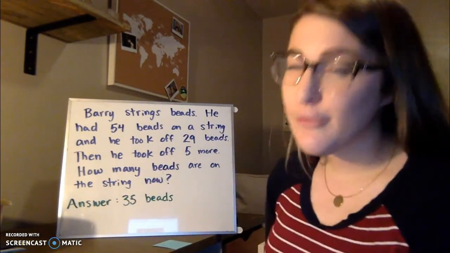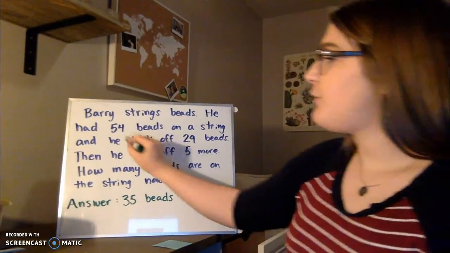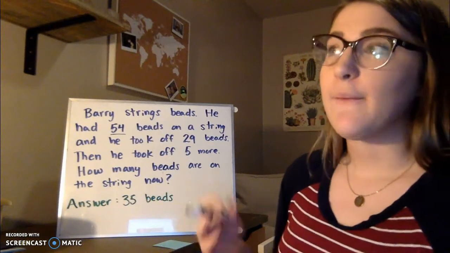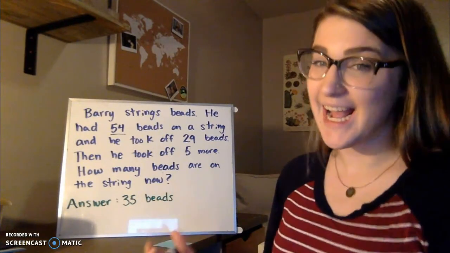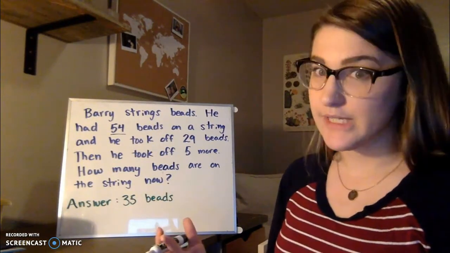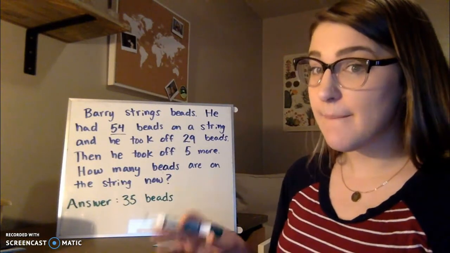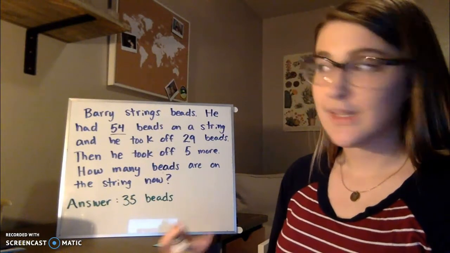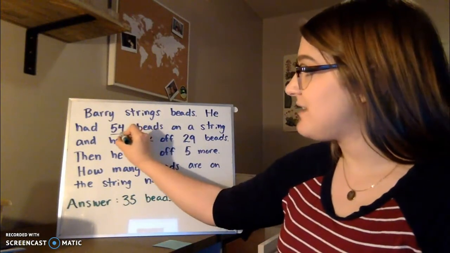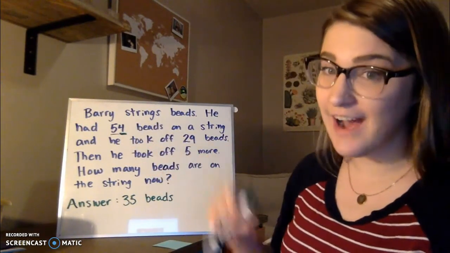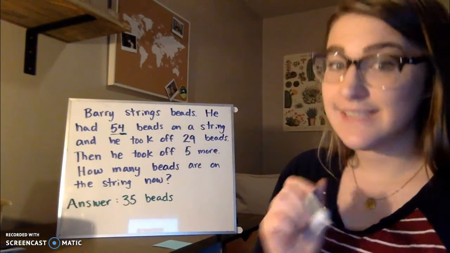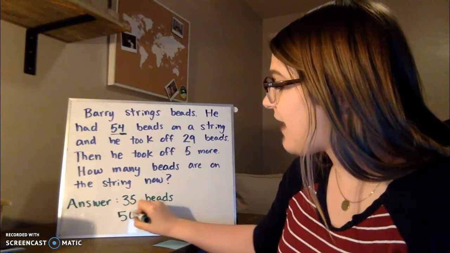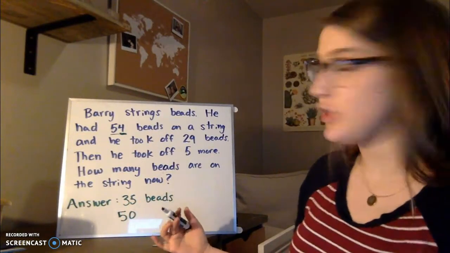So let's go over rounding a little bit. So if we took this first number, 54, and we rounded that to the nearest 10, what are we going to round it to? Are we going to round up? Are we going to round down? To what number? Since the ones place is less than 5, we are going to round it down to 50. So he had 50 beads on a string.